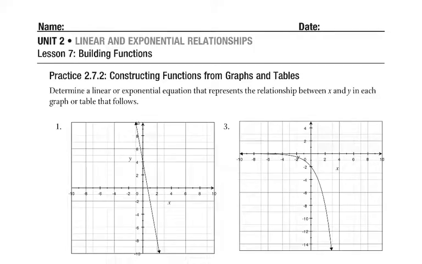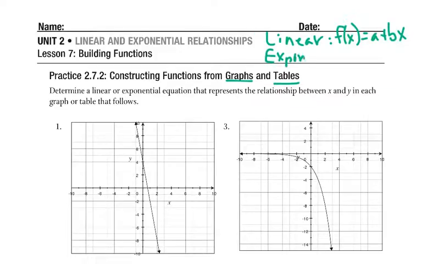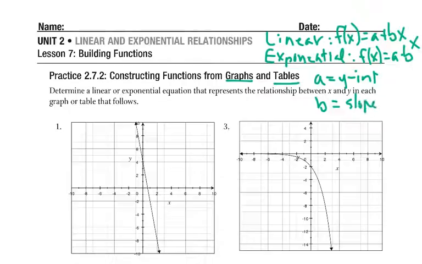Math 1 Practice 2.7.2, Constructing Functions from Graphs and Tables. So now we're looking to build our linear or exponential functions. Remember, linear is f of x equals a plus b times x. Exponential is f of x equals a times b to the x, where a is our y-intercept and b is our slope in linear, and our multiplier, our ratio, in exponential. So we find those two pieces, we construct the equation.